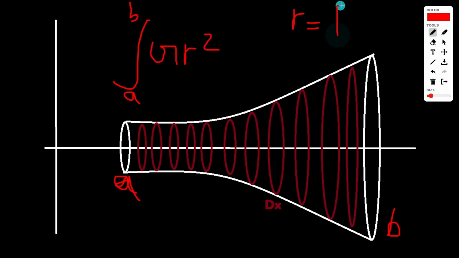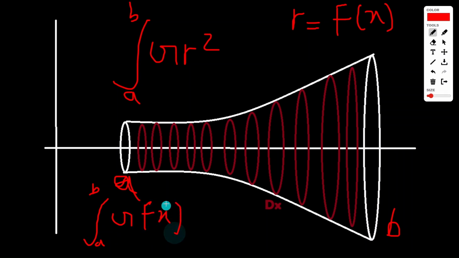Our radius is going to be the function itself. So if we plug that in, our integral will be from a to b of pi times f(x) squared. That's how we derive the formula for the disk method if you want to calculate the volume of a solid of revolution. So let's quickly take a look at an example.